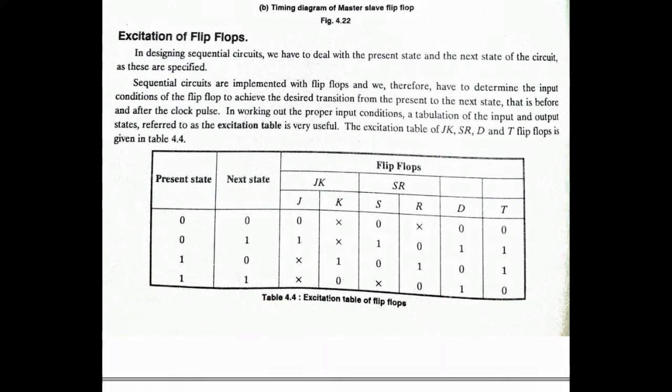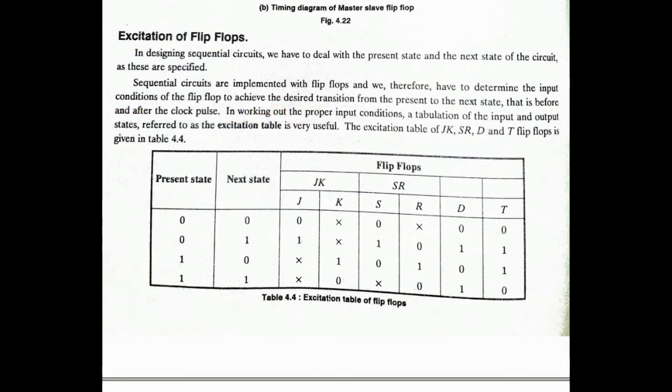Now, excitation of the flip flops. In designing sequential circuits, we have to deal with the present state and the next state of the circuit. Sequential circuits are implemented with flip flops, and we therefore have to determine the input conditions of the flip flop to achieve the desired transition from the present to the next state, that is, before and after the clock pulse.